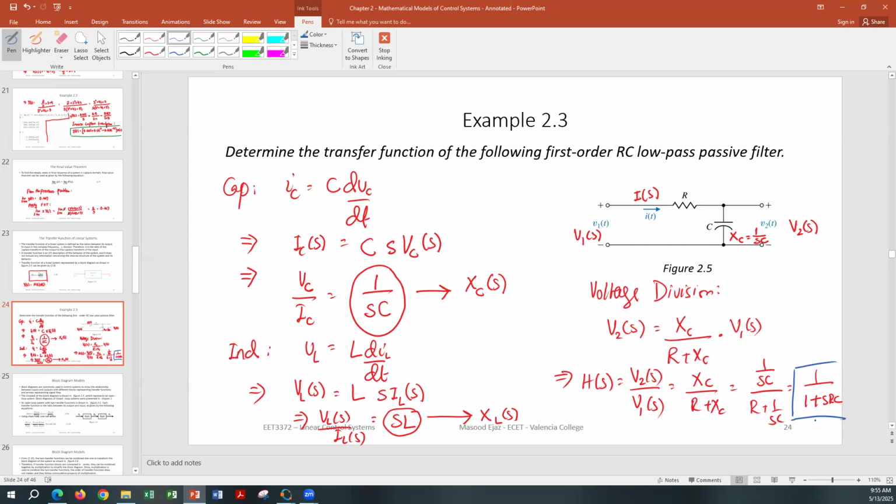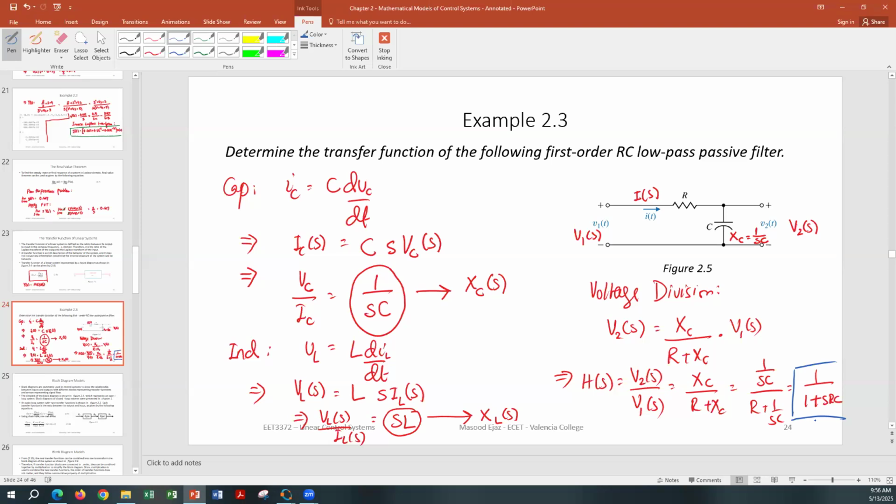Or you can divide numerator and denominator by RC. And you have in the numerator 1 over RC and in the denominator S plus 1 over RC, which is a better way to write it because you don't want any coefficient with the highest power of S. So a better way to write this is 1 over RC divided by S plus 1 over RC. But either way, that's the transfer function. Make sense?